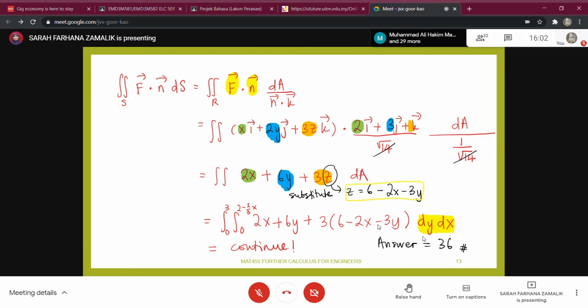Letak boundary sebab tadi kita dah set up siap-siap tadi. Make sure you have the correct boundary. In this case, saya evaluate dy dulu, lepas tu dx. So yang ni senang je sebab dia dy dx. Expand and then integrate. You should get answer here 36. So the surface integral here, answer is 36. Macam biasa, continue on your own the integration part. Okay, saya guide awak untuk set up je. Integration tu of course lah awak kena sambung sendiri.